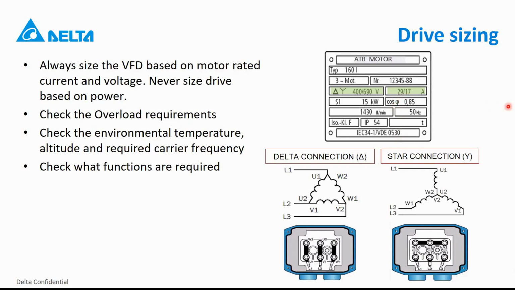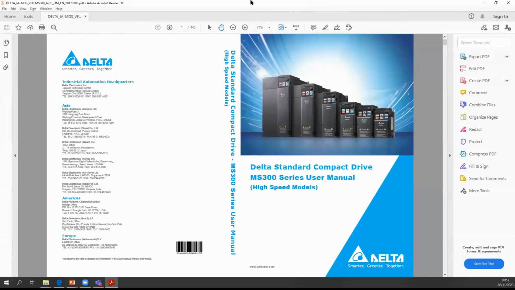Spindle motors can vary anywhere between 400 hertz up to 2000 hertz. So if I say that instead of 50 hertz, this motor is rated, for instance, at 1000 hertz, then I need a carrier frequency of at least 10 kilohertz. So for 1000 hertz, I need to select a drive which is high frequency. So in this case, I will check the MS300 high-speed models.